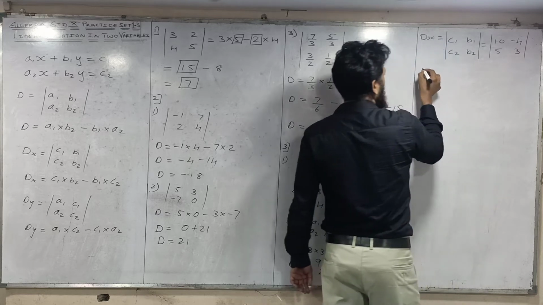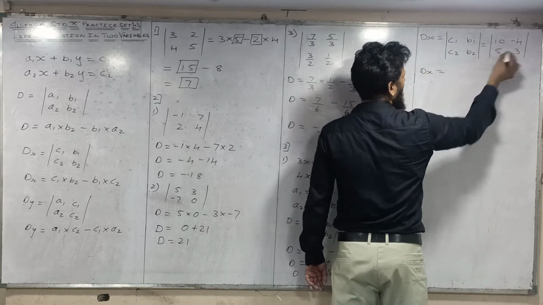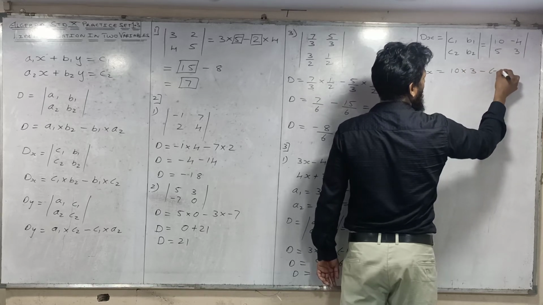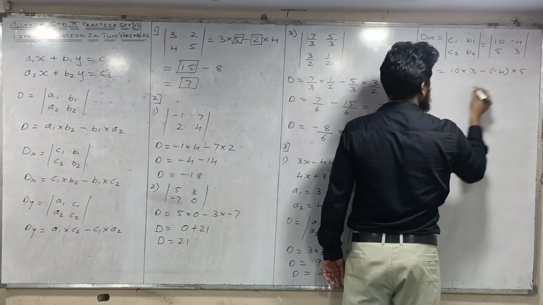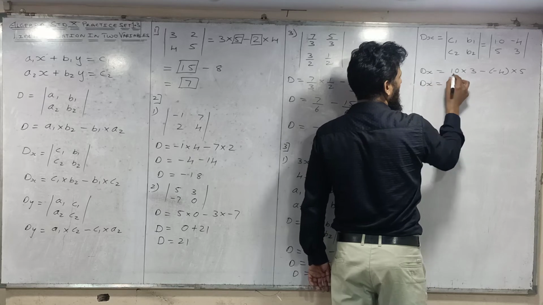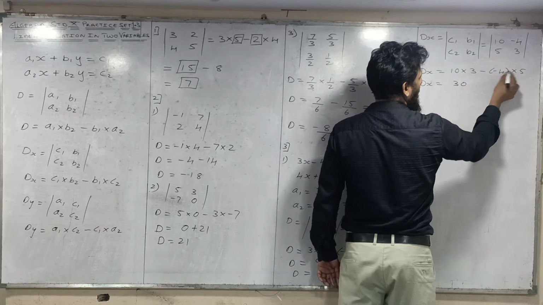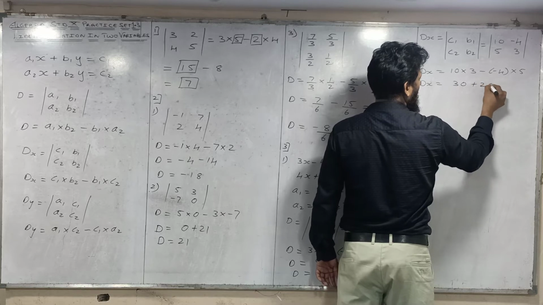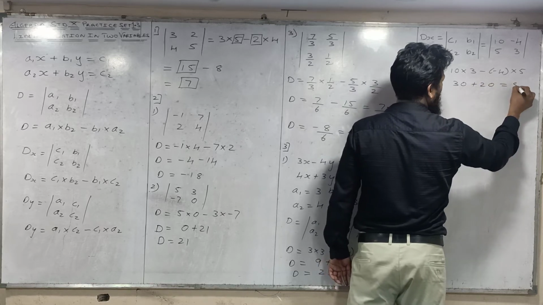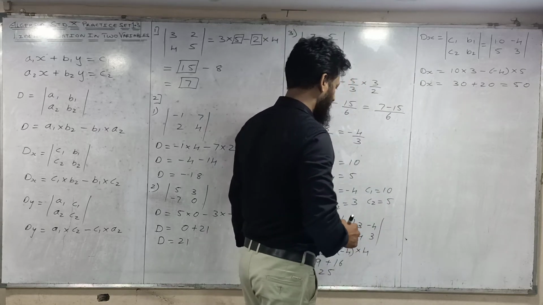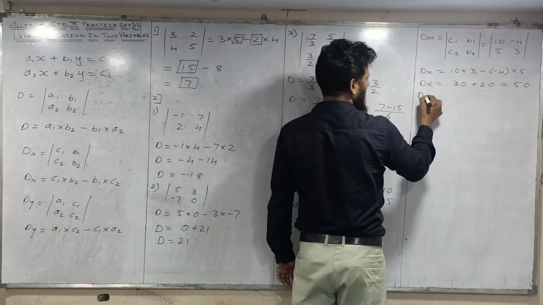Now determinant x: 10 multiplied by 3, put minus sign, again minus 4 multiplied by 5. Determinant x is equal to 10 3s are 30, minus minus plus, 4 5s are 20. So 30 plus 20 is 50. So determinant x is equal to 50. Now find the value of determinant y.